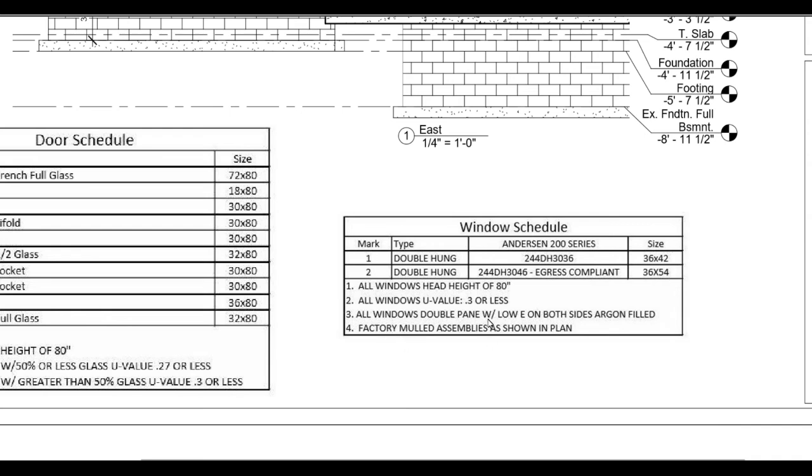Alright, so all windows double pane with low E, which stands for low emissivity, on both sides of the glass, inside and the outside. And this is argon filled, which is a thermal insulating gas that's between the two panes of glass. And the emissivity basically blocks out some parts of the spectrum of light, so the amount of energy that's lost through the windows can be reduced. And the last note, factory mulled assemblies as shown in plan.